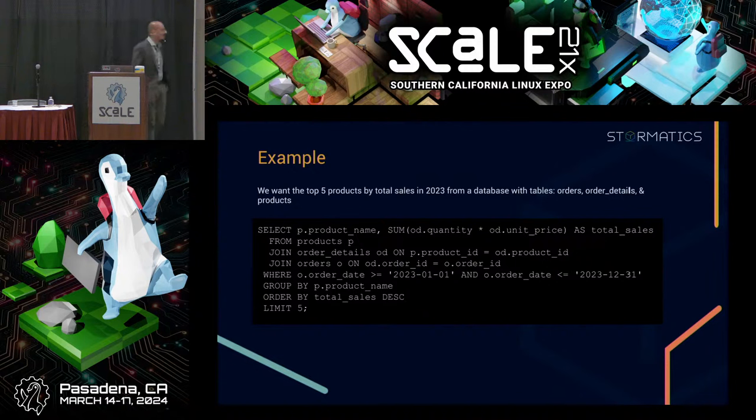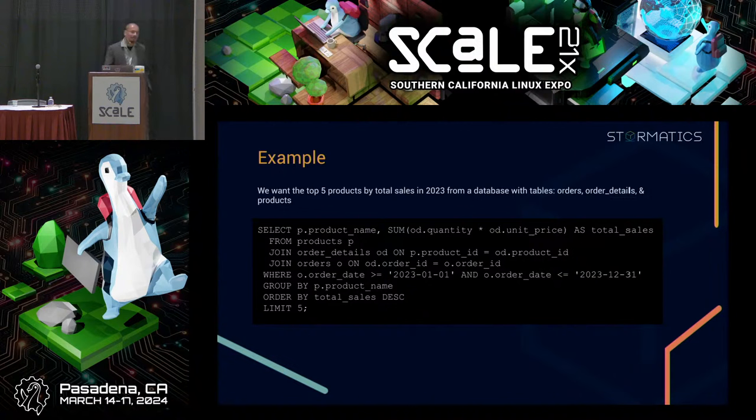Now, an example. A random example. Nothing very specific about it. But three tables are involved over here: orders, order details, and products. What we want to do is understand what the top five selling products of 2023 are, and what their sales looked like. So we pick up the product name. We sum up the product of the quantity and unit price as the total sales. We join orders with order details and with the product ID between the product and the order details, and we group by product name. The where clause covers the whole year of 2023. We order by total sales, and we limit by five. So this will give us the top five products by sales for the year.